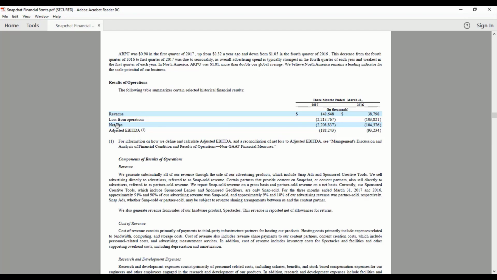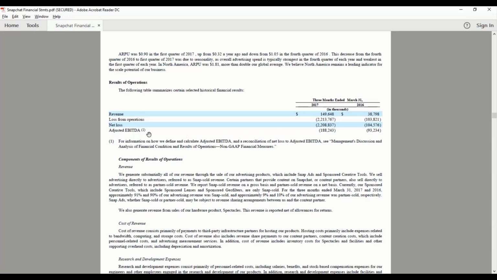And then you have the net loss. So at the very end, after you take into consideration everything on the financial statements, they lost $2.2 billion. Now, from an outside observer, we're like, whoa, that's crazy. How can you lose $2.2 billion? I could do a lot of really cool things with $2.2 billion. And somehow they lost $2.2 billion in 3 months' time.